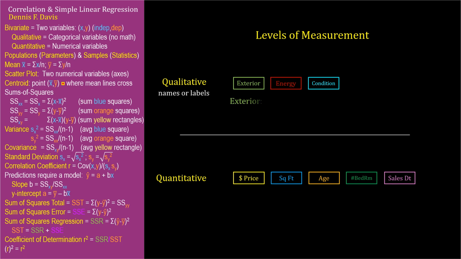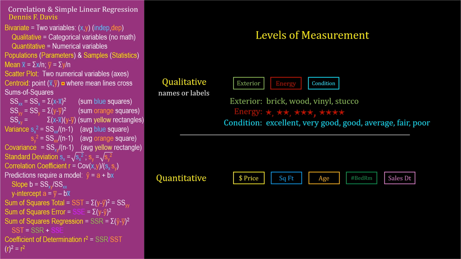A home's exterior could have the values brick, wood, vinyl, or stucco. The energy rating could be a number of stars. The condition could be excellent, very good, good, and so on. In short, we don't try to do math on qualitative variables, since they're just labels.